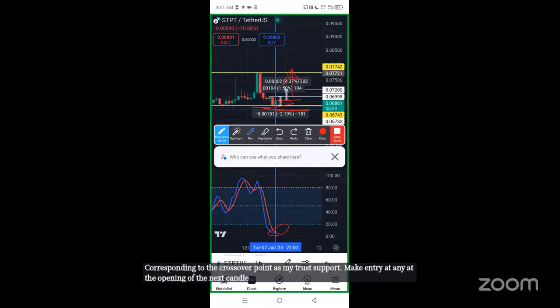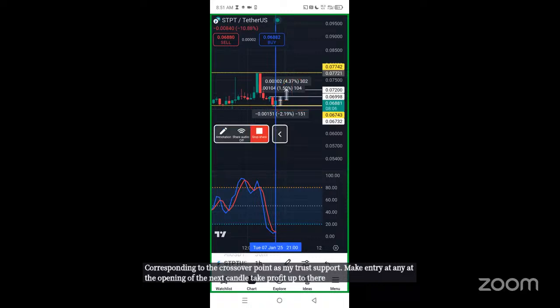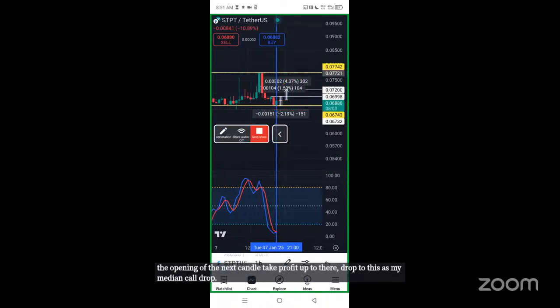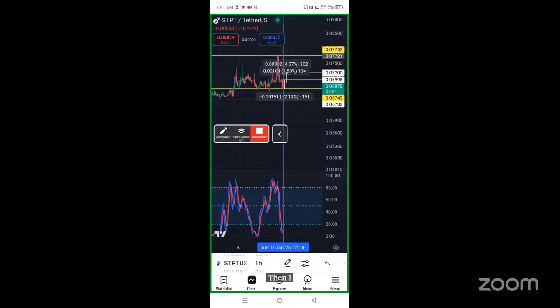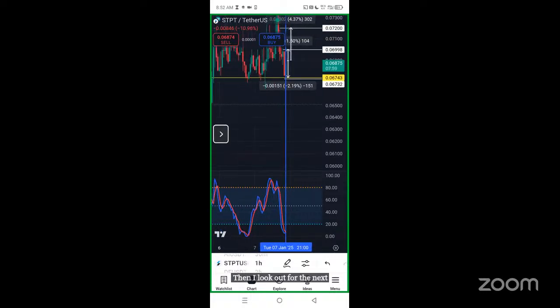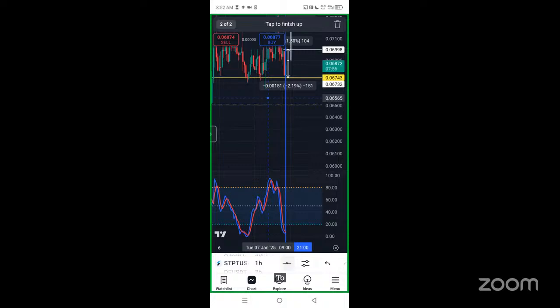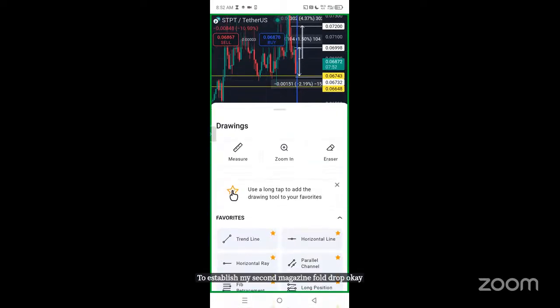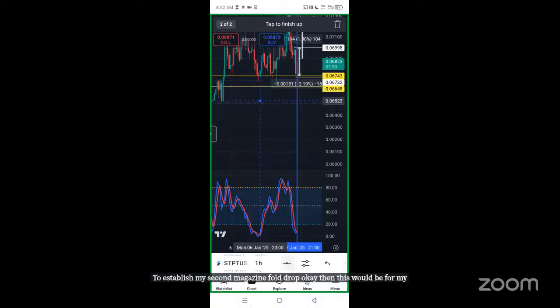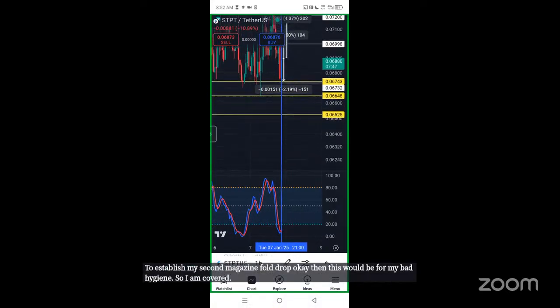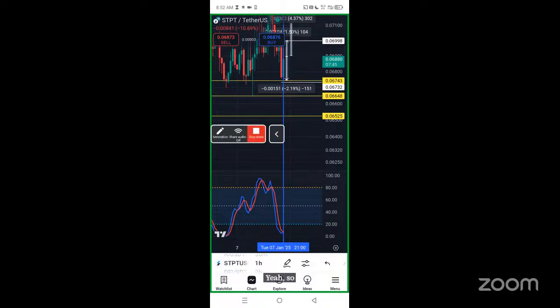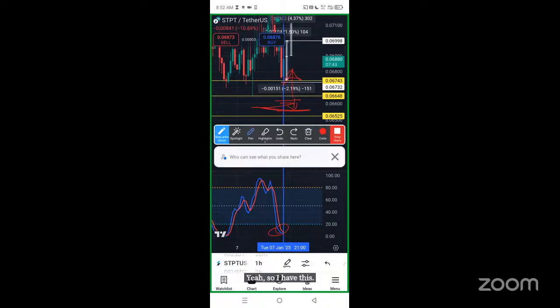Take profit up to there, drop to this as my margin call drop. Then I look out for the next support point to establish my second margin call drop. Then this would be my third margin call drop. So I am covered. I have this using the wick of this one here as the second support. First support is here, second, and this is third.